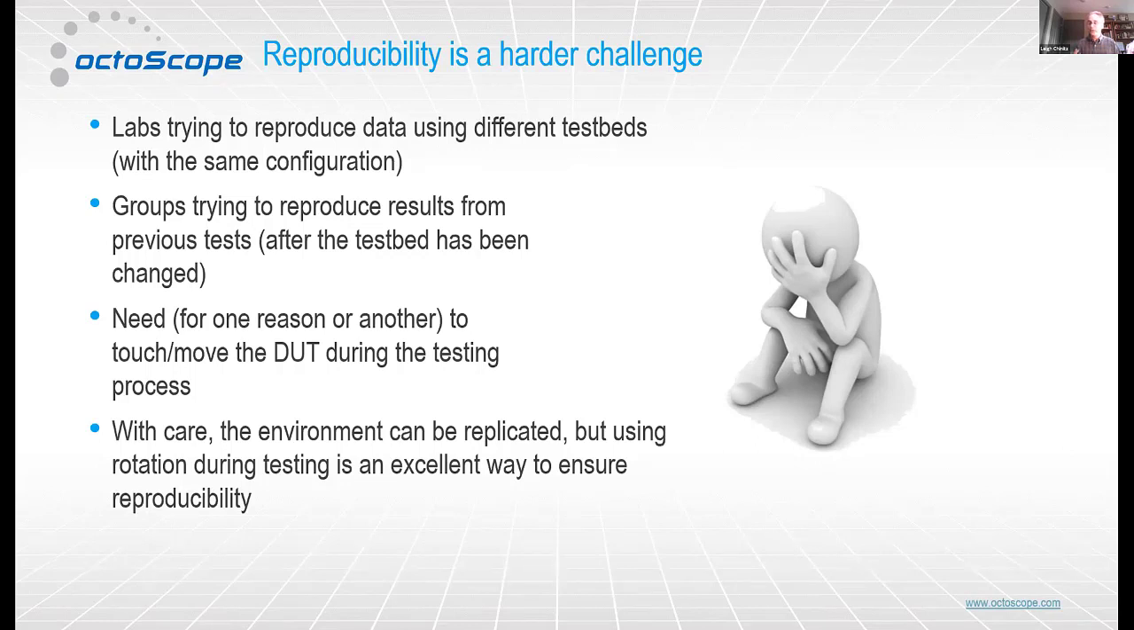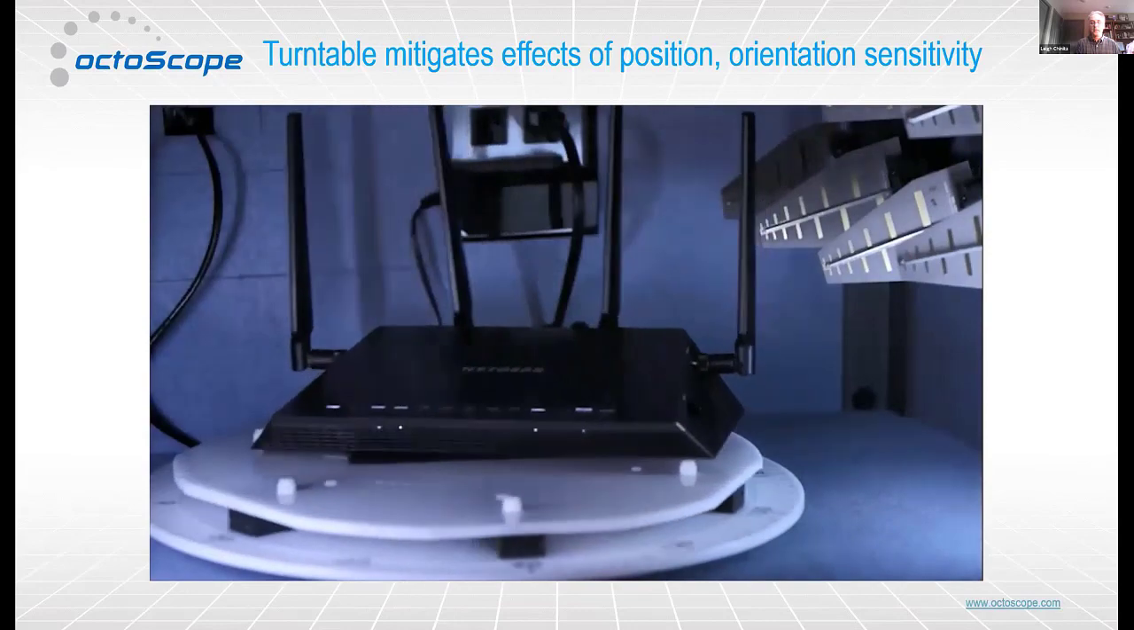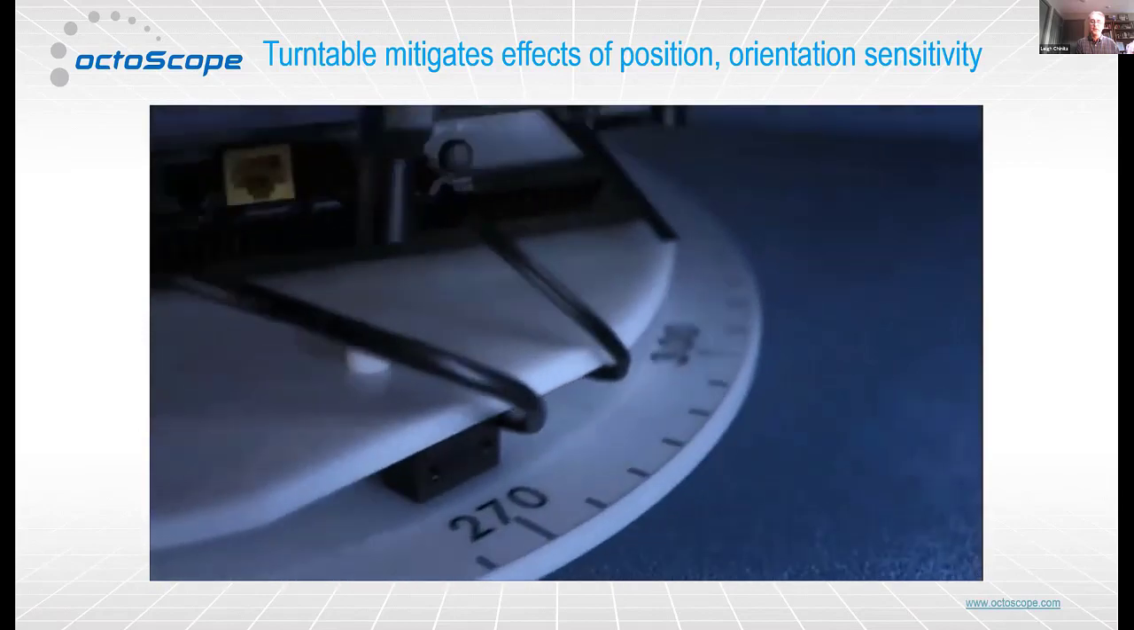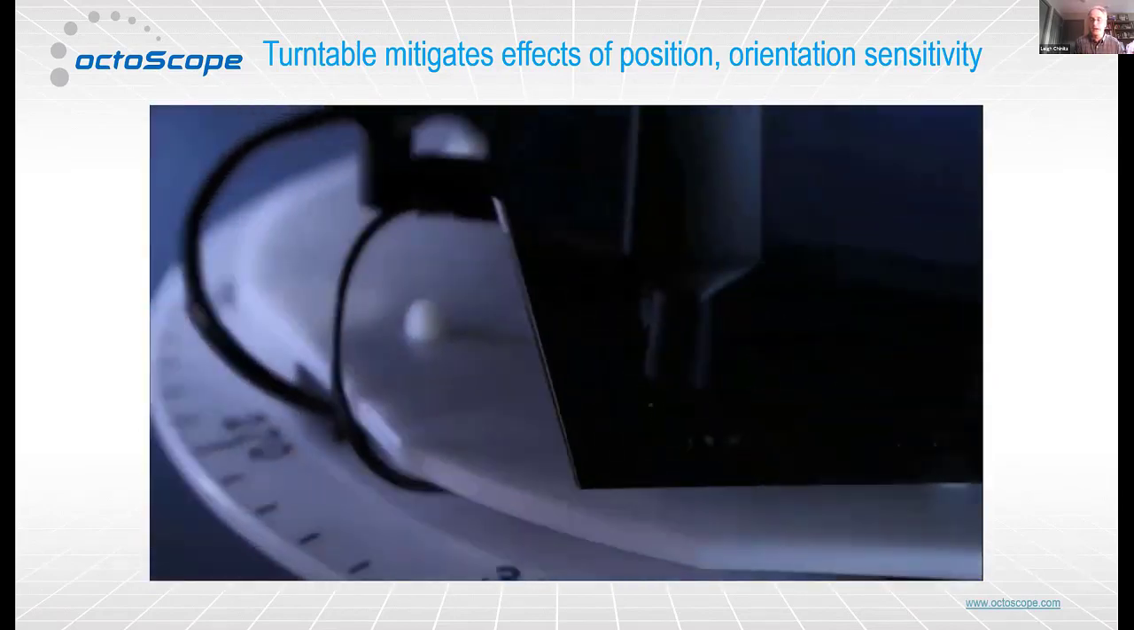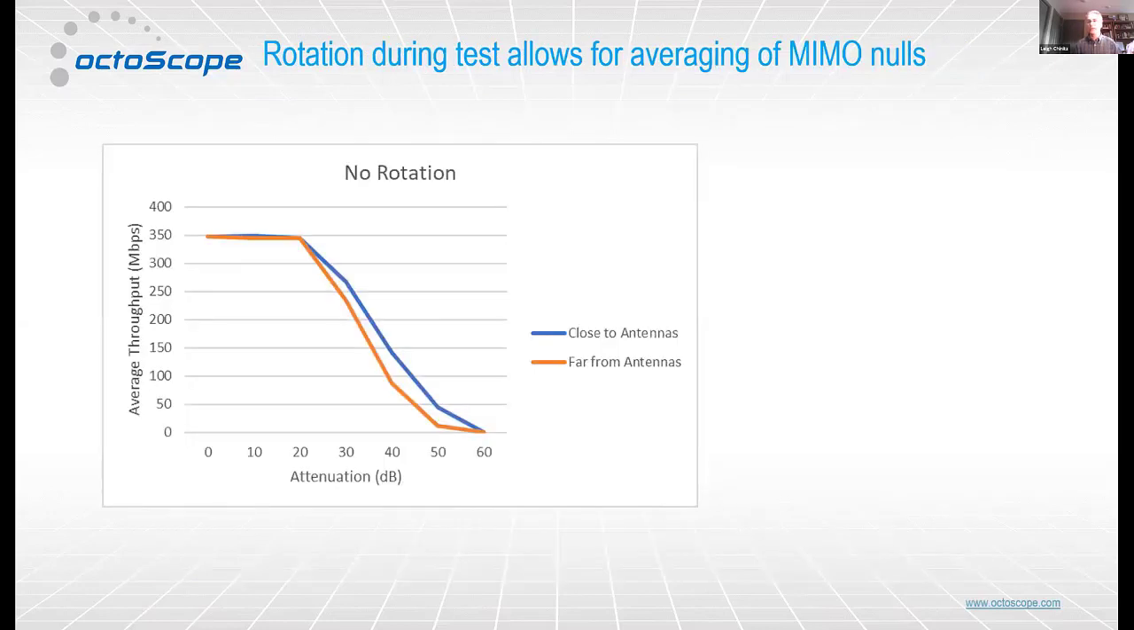But it's also true that using the turntable is a really good way of averaging out the effects of any variations that will continue to exist even after you've been as careful as possible. So when we talk about the turntable, we're talking about this element in the test bed. Again, it's built right in. It's completely controlled via automation, and works just like any of the other devices in the test bed. So now let me describe to you a little bit about what it can do for you.